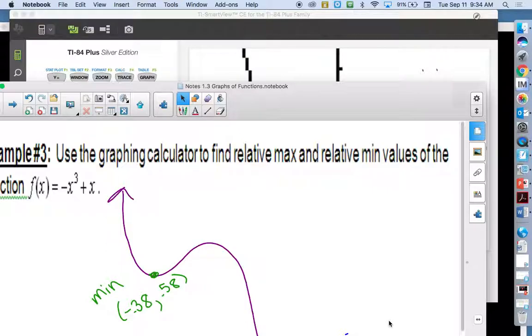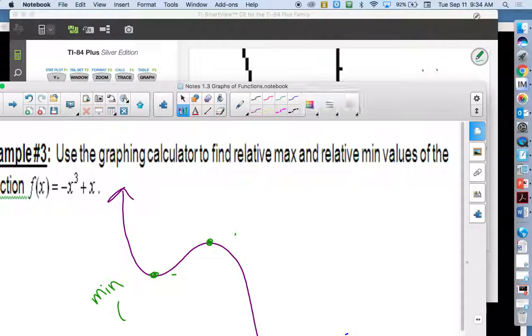I think both of these should be negative here. Do I have mine flipped? Yes. Yeah. 0.58 and negative 0.38. There we go. And this is 0.58, 0.3.